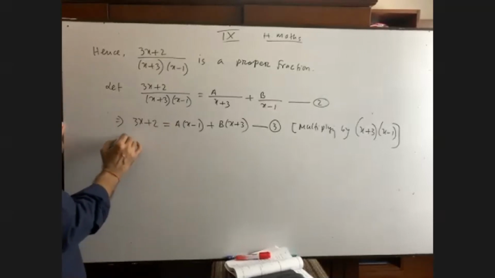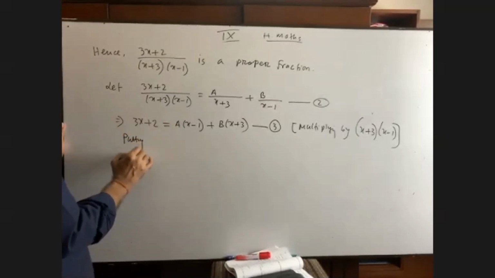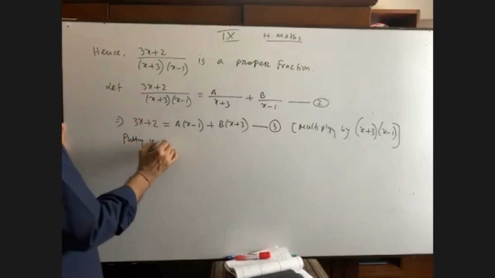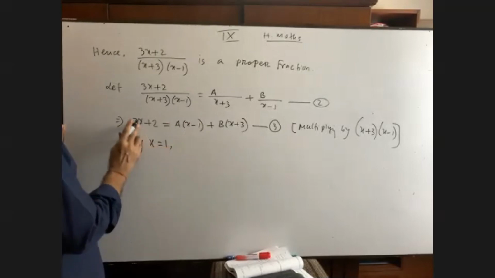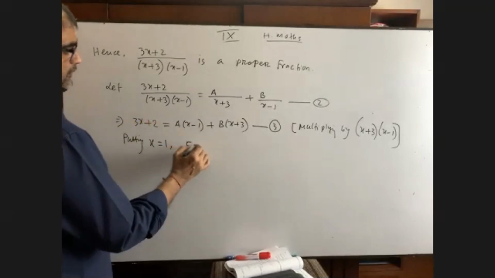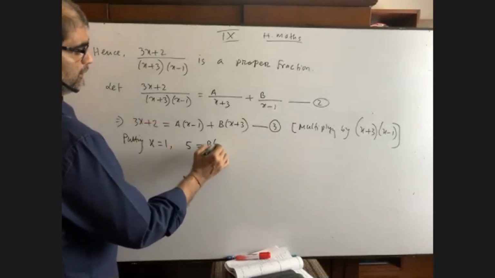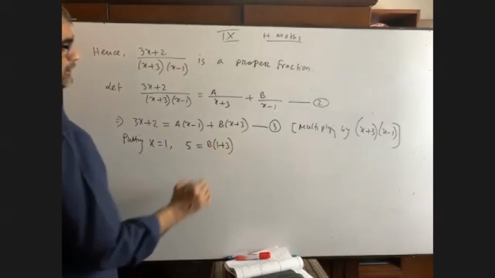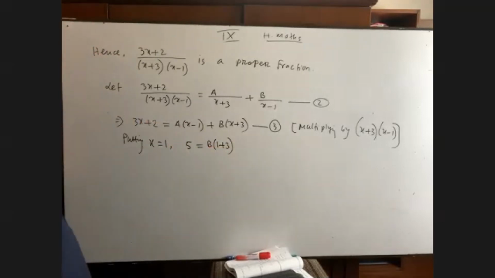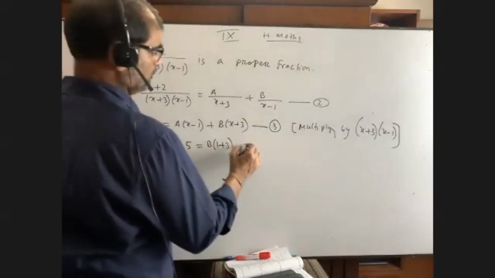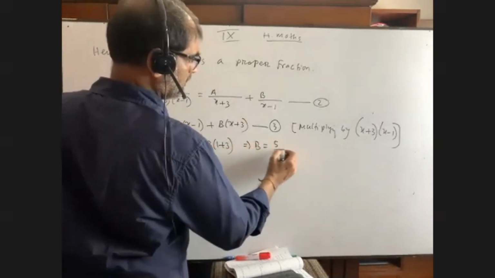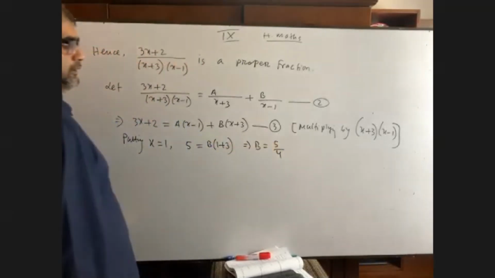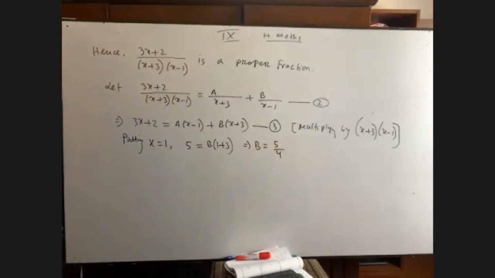Putting x equals to 1. This is x minus 1, so x equals to 1. 3 plus 2, 5 equals to b into 1 plus 3. That is, we are getting 4b. So b is equal to 5 by 4. Right?